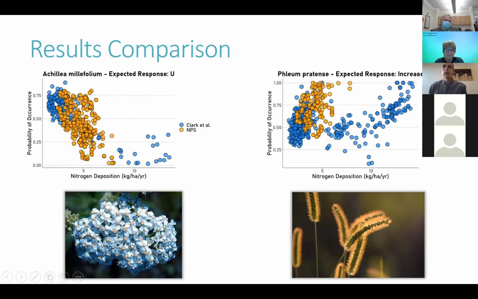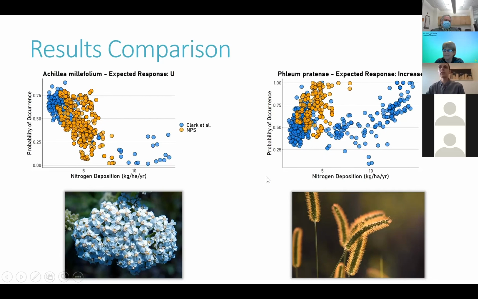Here we have yarrow, or Achillea millefolium, and we're seeing that while some of our data matches pretty closely at around 4 to 6 kilograms per hectare per year, we're getting quite a wide range of probability of occurrence. That could probably be due to how common the species is across parks, so the variation in the other environmental factors might be impacting that. And here with Phleum pratense, again, it's fairly close, but we have some spread there.